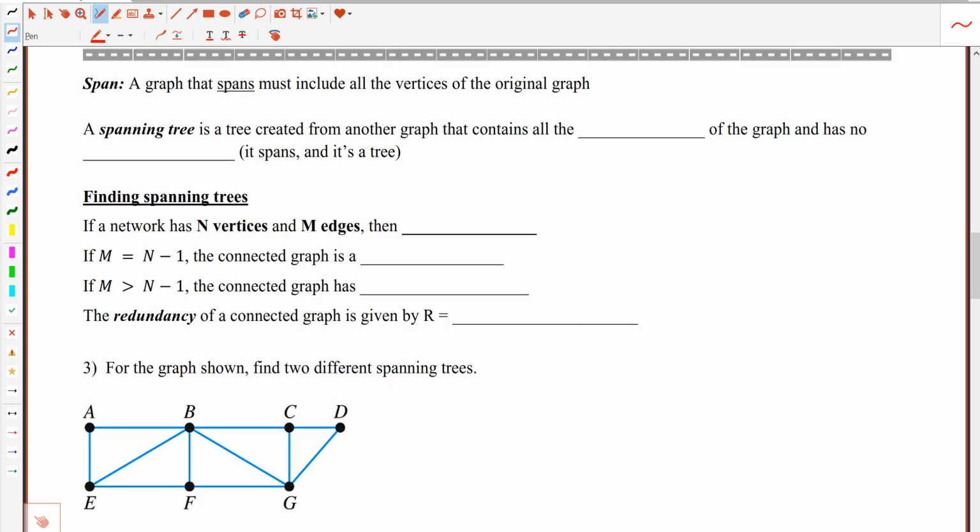So a spanning tree is a tree that will be created from another graph. Now because we're actually going to pull out certain edges, now we were going to grab all the vertices because we want it to span. But because we're only going to pull out some of the edges and we're going to use another graph as a model for this, we sometimes call this a subgraph.